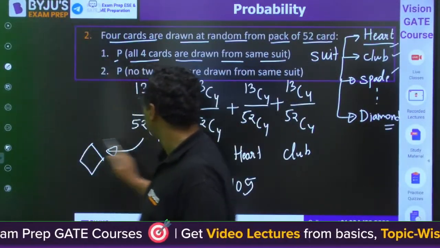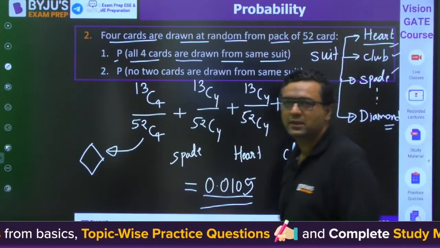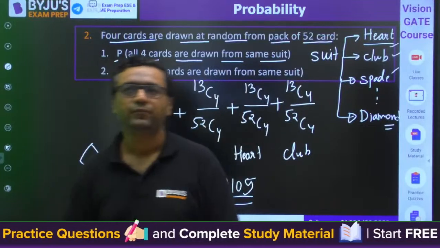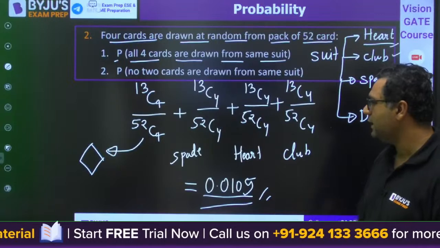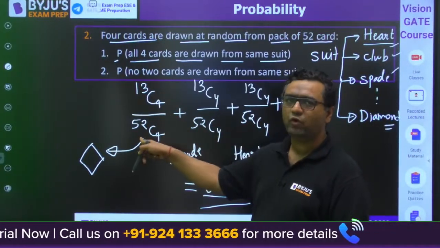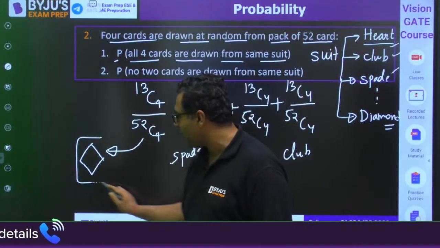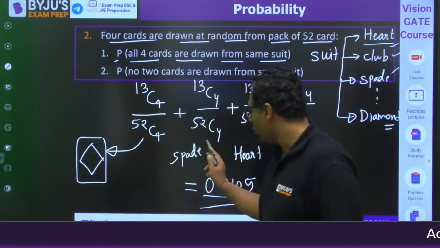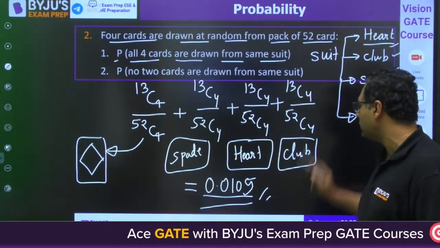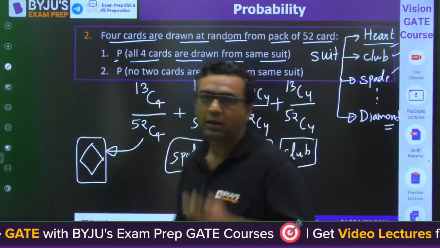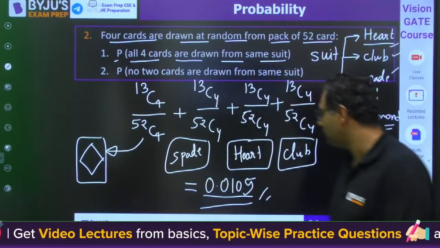So I am writing in this way. I am expecting that you will be solving this because we have done the solution of all such problems in the first 2 classes. Is it clear, guys? 13C4 by 52C4 plus 13C4 by 52C4, because if all the 4 are from diamond, or all the 4 from spade, or all the 4 from heart, or all the 4 from club, in all the cases you will be having all the 4 cards from the same suit. Very good, Aritro. The answer is correct.